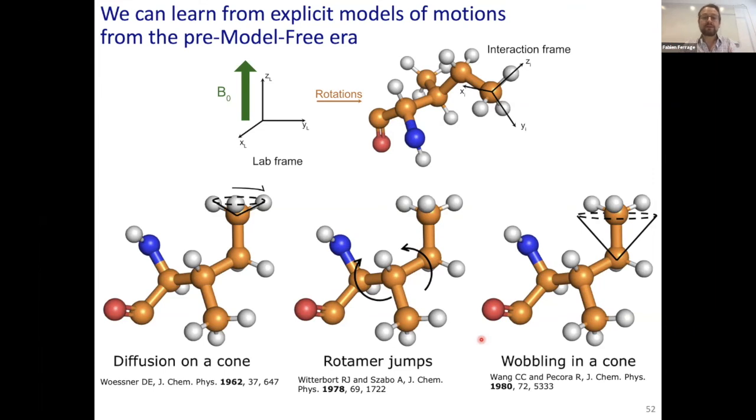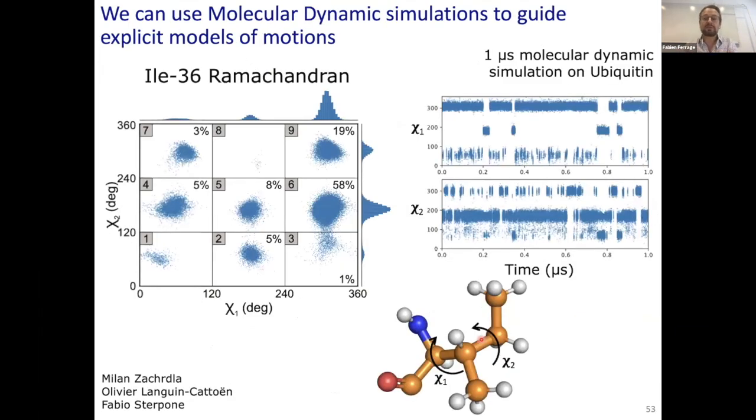However, now something that we have 40 years later that people didn't have are good quality molecular dynamics trajectories. And so we can look at these molecular dynamics trajectories to actually pick up the right models of explicit motions to analyze relaxation in these side chains. So here, for instance, I come back to isoleucine 36, and this is a slightly more recent MD trajectory. You can see that several rotameric states are populated. But what is really important is if you look at these trajectories, you can see that the jumps between the various orientations are really instantaneous. You have barely any point in between. So really, rotameric jumps is a good way to represent these motions.